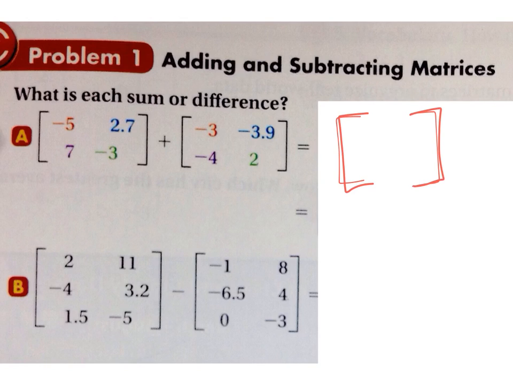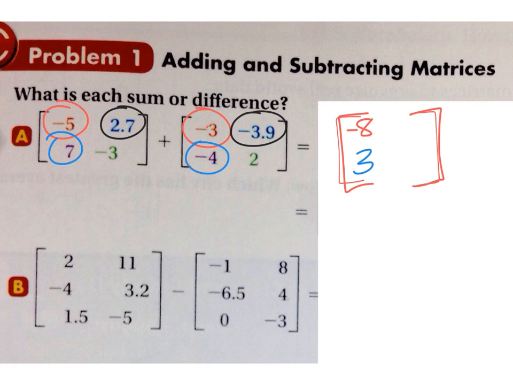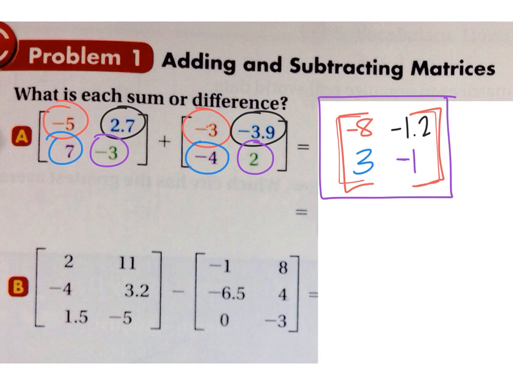We're going to add -5 and -3, and we get -8. Then we're going to add 7 and -4, and we get 3. Then we're going to add 2.7 and -3.9, and we get -1.2. And then add -3 and 2, and we get -1. And that's the answer. Put a box around it, you're done.